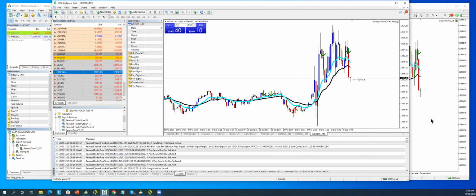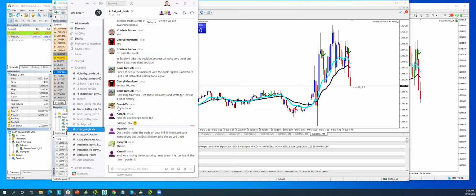Huh. I'll have to ask my program. Is it resetting fresh signal to true? I'll find out. Okay. Karen, I'll also find out that issue. If you're having the issue, I didn't have the issue on the indicator, but I'll double check. We're going to double check if the EA is running through the times, and why it didn't trigger on this particular case.